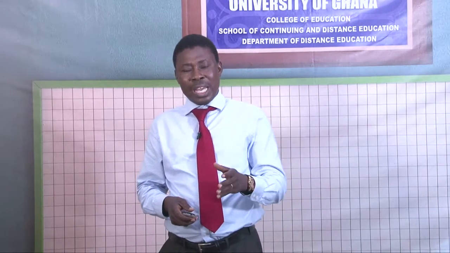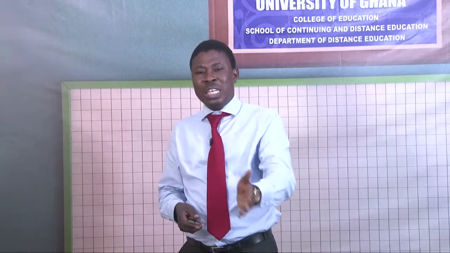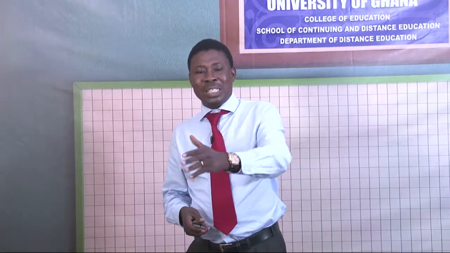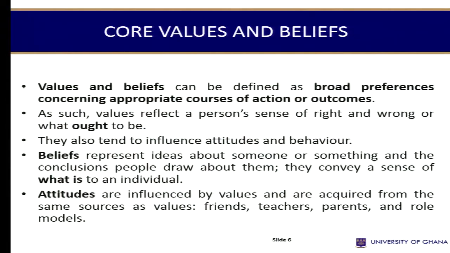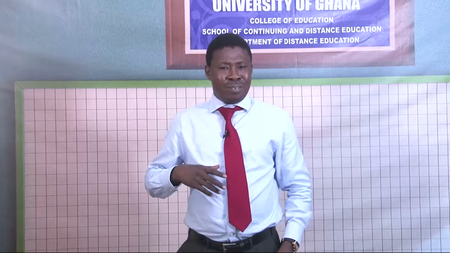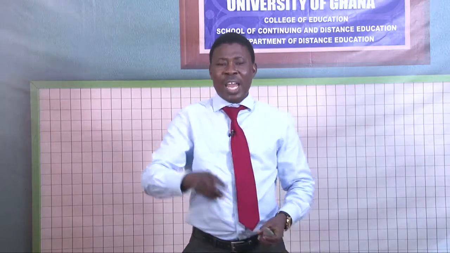NGOs also have values, values that drive them to do what they do and not do what they don't do. Those values lead to what we call beliefs. You believe in some things, and based on that, you don't do some things. That is what we call core values. Values and beliefs can be defined as broad preferences concerning appropriate courses of action and outcomes. As such, values reflect a person's sense of right or wrong, or what ought to be done. In other words, why do I do this and why wouldn't I do that? The reason is that I believe that one is wrong and the other is right. So I do what is right and I avoid what is wrong.